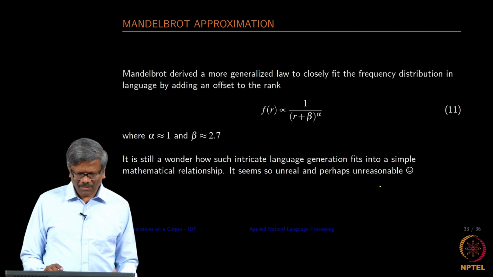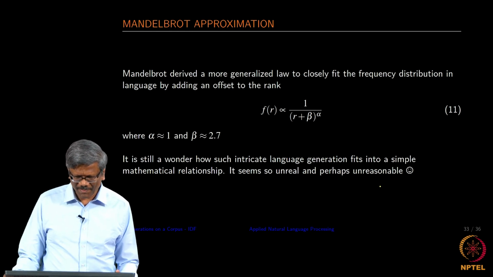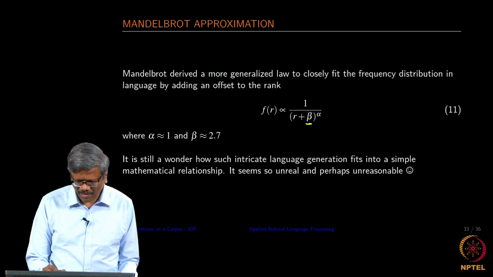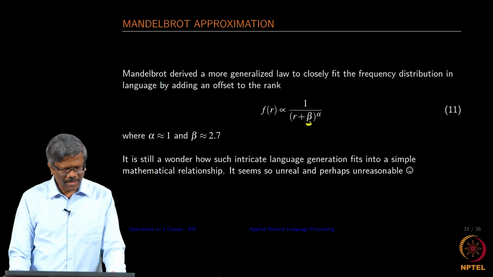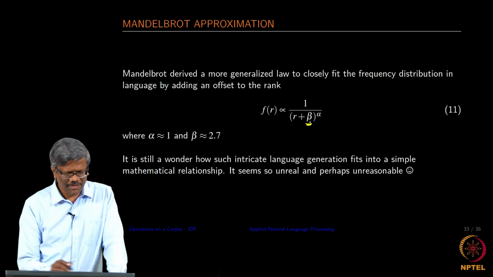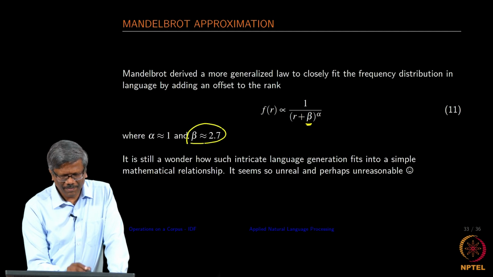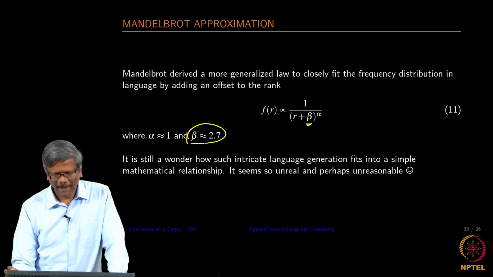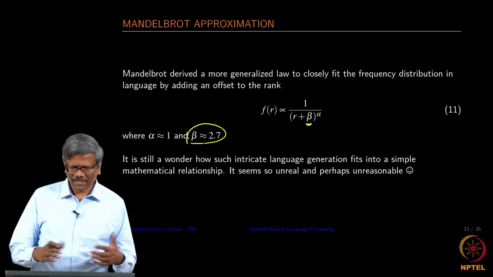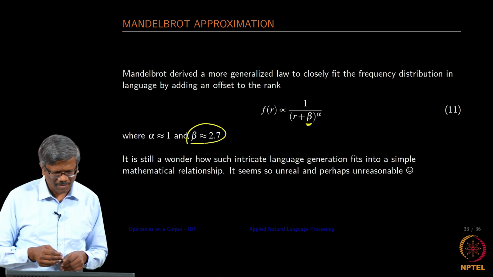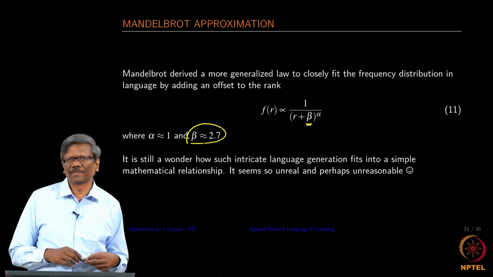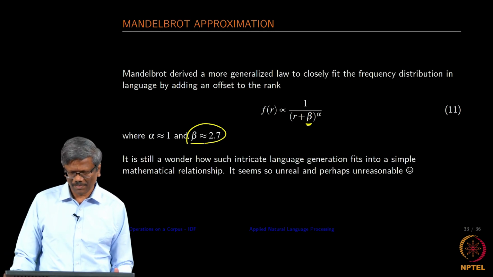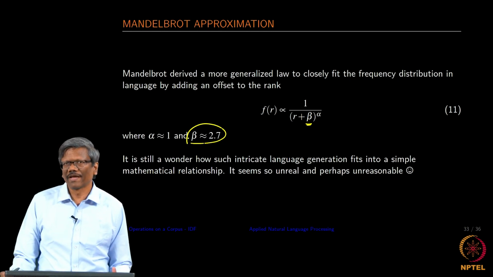So, he tried to modify the same Zipf's law by adding a beta. If you look at that, there is only one addition, which is beta. If I make beta equal to 0, then it is the same as Zipf's law. If you look at these approximations or empirical formulas, you will wonder how the entire corpus could be fitted into some kind of empirical relationship of this type, even though they are not very accurate in nature.